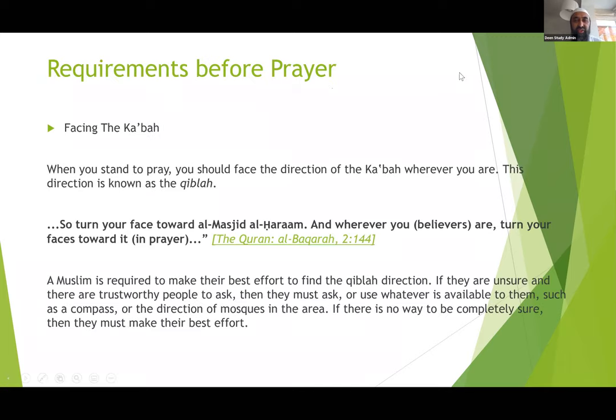So we see, first of all, one of the first requirements before we start prayer is to make sure that we are facing the Kaaba. So who can remind me, please, what was the first Qibla? What was the first direction of prayer of the Muslims? And we've covered this in one of our earlier lessons. So which direction did the Muslims used to pray towards at the beginning, right?